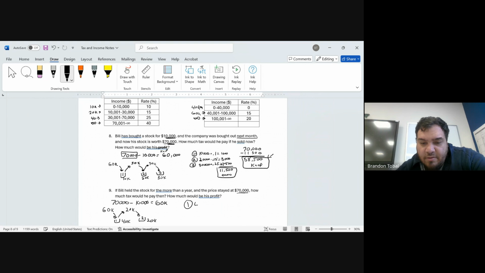So in this case, $40,000 times 0%, or 0.0, would be $0. So the first 40K is quote unquote free. Then 20K times 0.15 is going to be $3,000. Zero plus 3,000 is $3,000. That will be his tax.